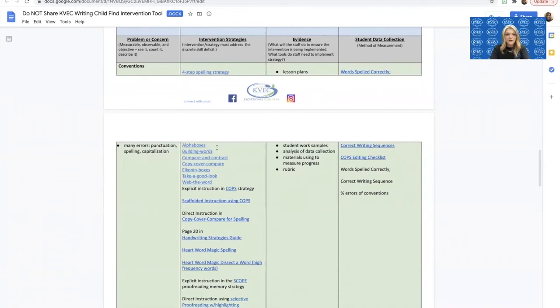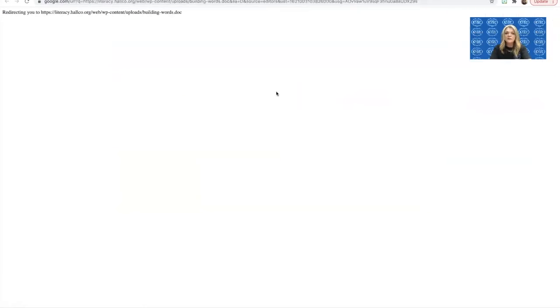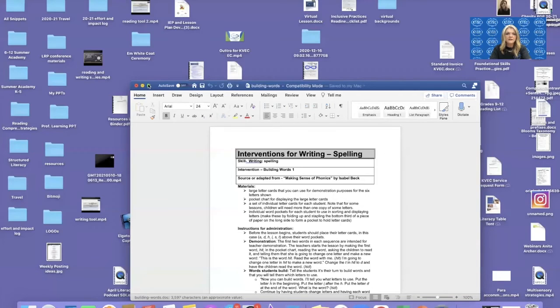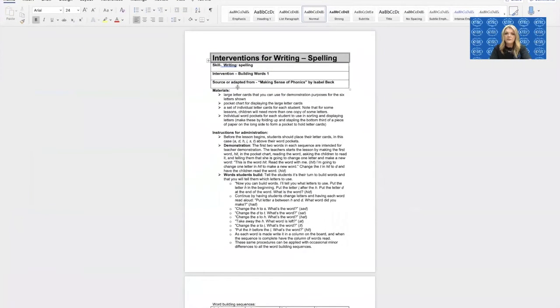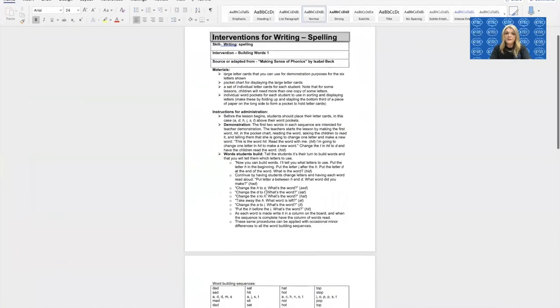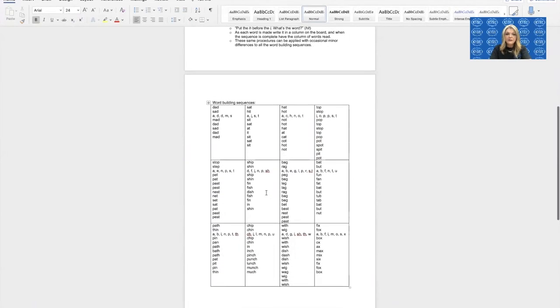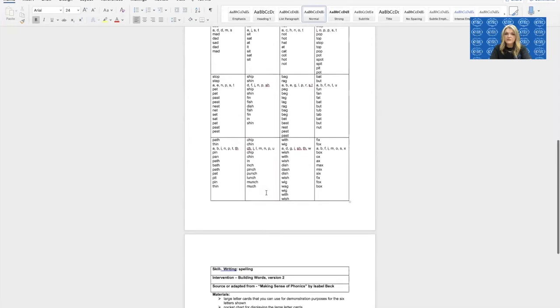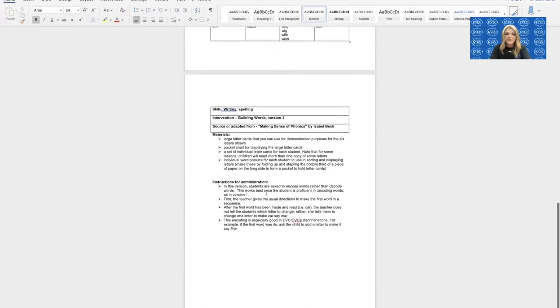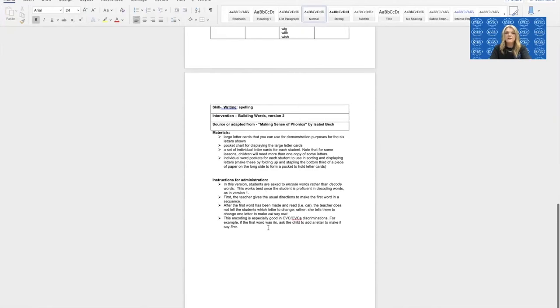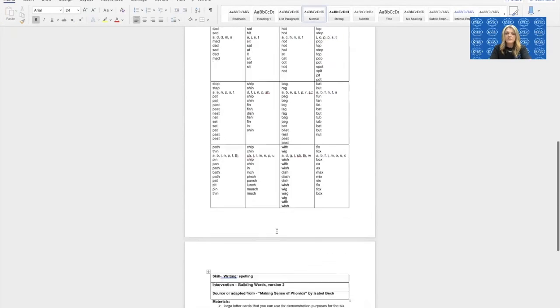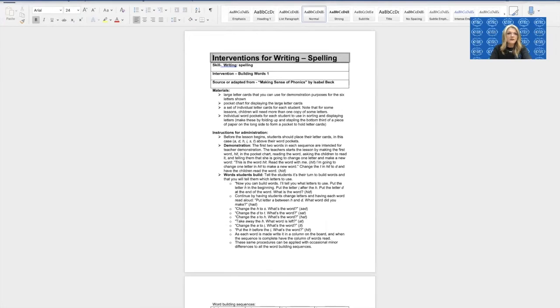So for example, let's look at building words under conventions. So you can click on that, and this one automatically downloads it for you. So you just open it, and it gives you the skill, the materials that you need, instructions on how to administer the strategy, and then it also gives you words and sounds to work with. And there's also a different version of this particular strategy of building words. So it gives you everything that you need to implement that strategy for your kids.